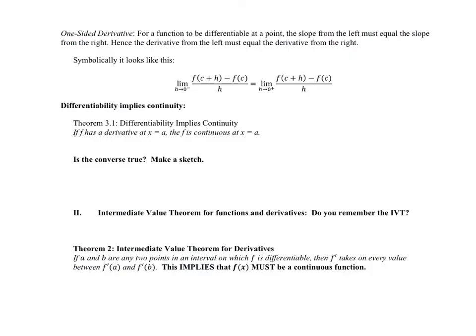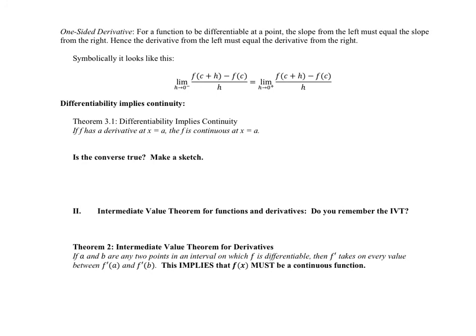All right, so a little bit of talking, not a whole lot of writing on this slide, but I wanted to talk a little bit about one-sided derivatives. So for a function to be differentiable at a point, the slope from the left must equal the slope from the right. That reminds us a little bit of continuity, right? Hence, the derivative from the left must equal the derivative from the right.